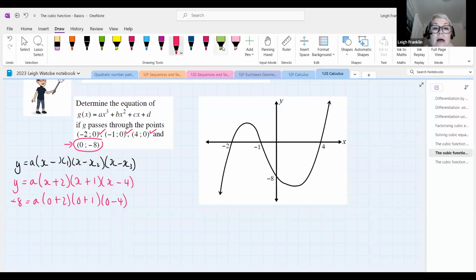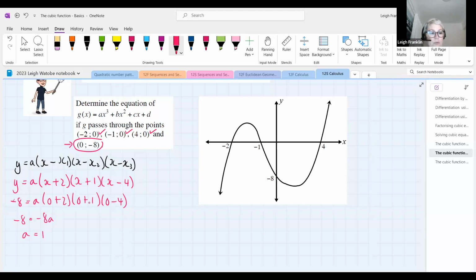We're going to multiply the value of those 3 brackets together. So 2 times 1 times -4 is -8. And if -8 is equal to -8a, it means that a has to be equal to +1. And again, this makes sense when we look at the shape of our function because it's concave down and then concave up. So we knew that a needed to be positive.